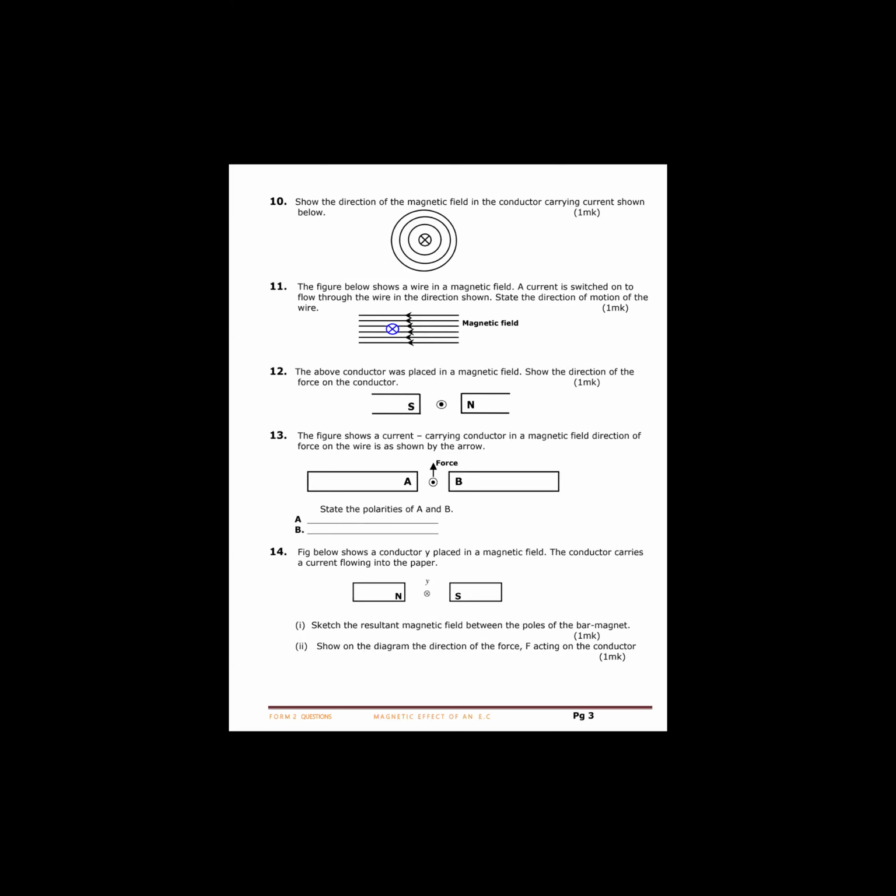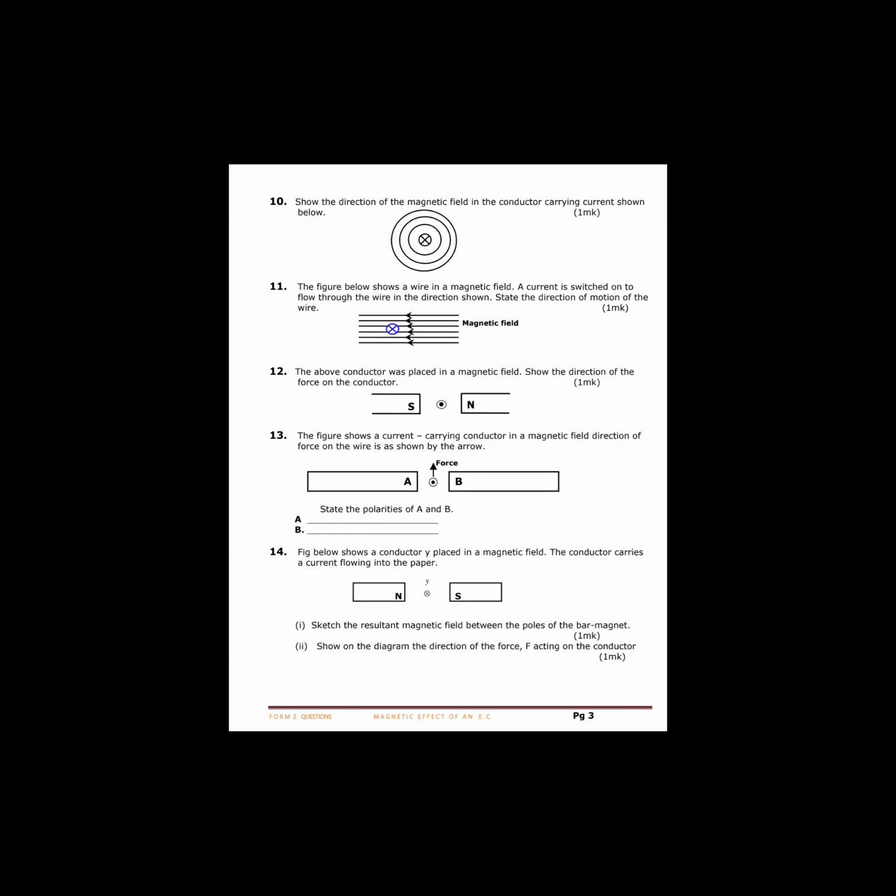The question requires us to show the direction of force. So the direction of force will be pointing upwards, and you use a ruler. Use a ruler from this point of current up. Then you show an arrow pointing upwards, and you must also indicate F to show that it is force.